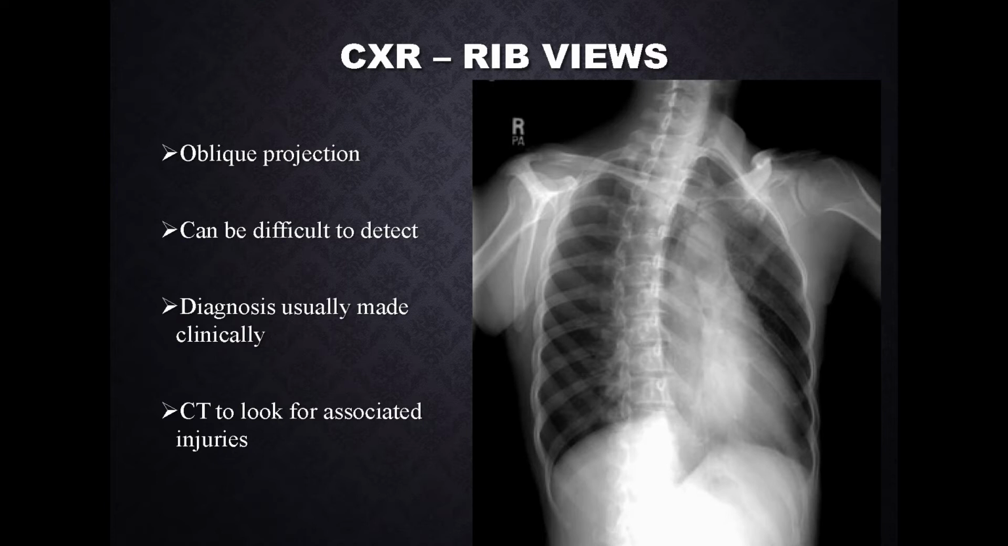If you're concerned, mainly CT is not usually looking for rib fractures, it's usually looking for associated injuries, such as splenic injury, hepatic injury, renal injuries.